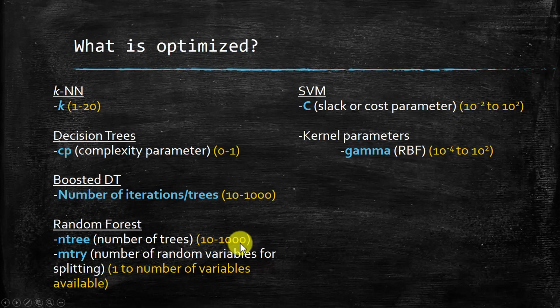Again, more trees mean it's going to take longer to run, so there's some trade-off there. And then mtry is 1 to the number of variables available. So if you have 20 predictor variables, you could test 1 through 20. If you've got like 200 predictor variables, instead of doing every combination, 1, 2, 3, 4, 5, and so on, you could do every 4: 4, 8, 12, 16, and so on. For SVM, that's probably the one that's hardest to determine what parameters to test. I generally see cost ranges of 10 to the negative second to 10 to the second, and then gamma, generally 10 to the negative fourth to 10 to the second. But if you look around, I'm sure you'd find some different numbers there.